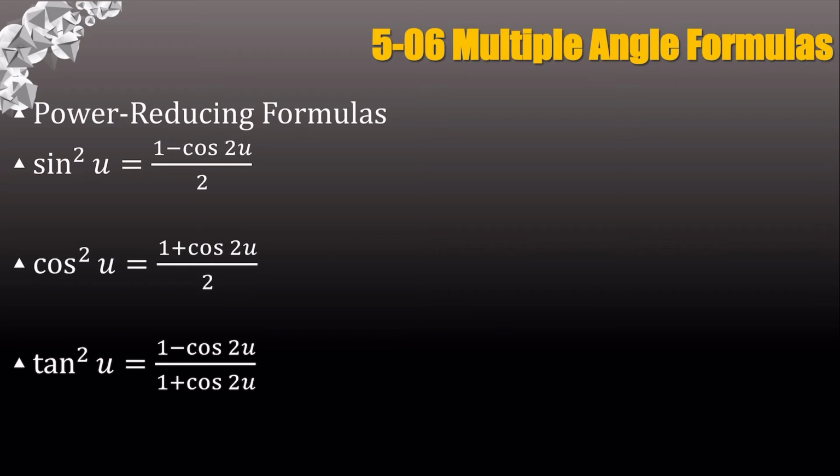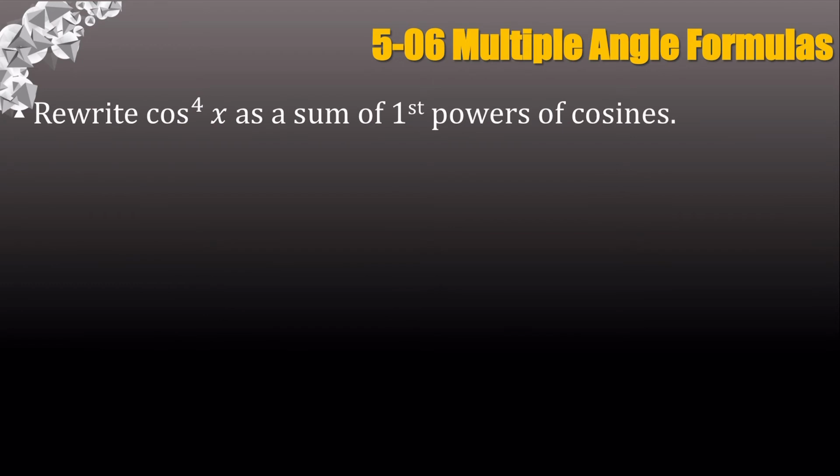So this allows us to do things like rewriting a function like cosine to the 4th as a sum of the first powers of cosine. So I don't want any more exponents. All right, so cosine to the 4th could be cosine squared times cosine squared. So I can use a power reducing formula. Cosine squared is 1 plus cosine of 2x over 2.